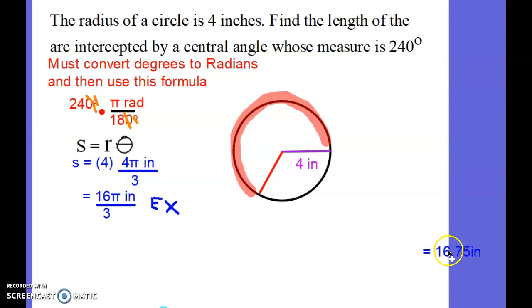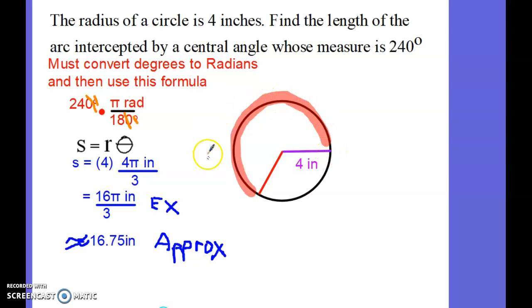And if I wanted to change it to an approximation, I better use those squiggly lines again. That's the symbol for approximation. It's a little hard to write with a mouse. So if we had a circle that was 4 inches in radius, and we're looking for the length of 4 pi over 3, which is 240 degrees, this red length would be 16.75 inches.